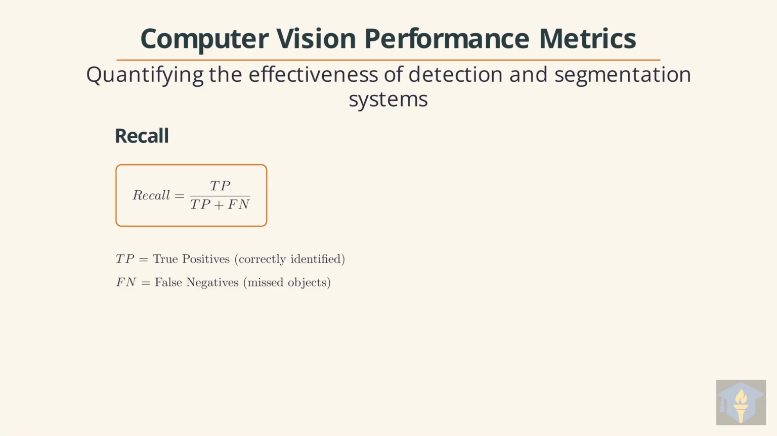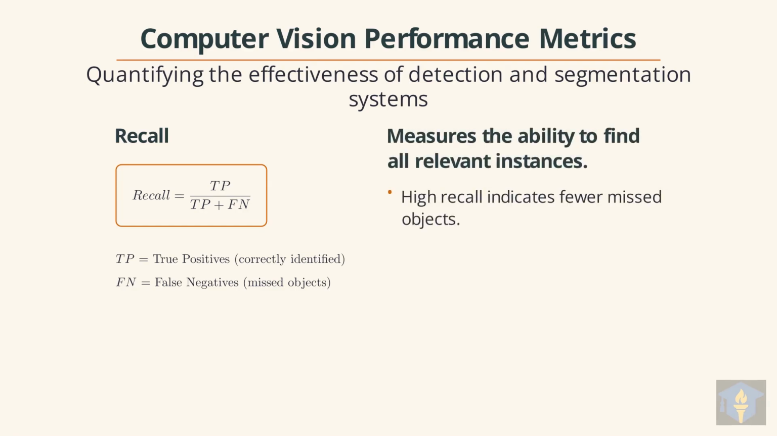False negatives, or FN, are the objects that the system failed to detect or missed. Recall assesses how well our system can identify all actual positive cases, minimizing misses. A high recall score means our system is very good at finding most of the relevant objects.